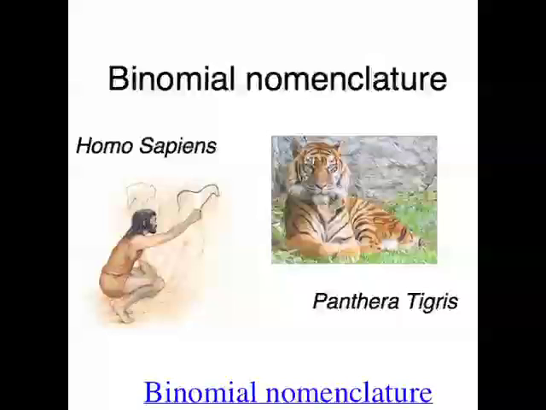Both of those species names are made up of two words. Homo sapiens is 2 words, and Panthera tigris is 2 words. This system of giving species a 2-word name is called the binomial system of nomenclature. Basically that means giving organisms 2 words for their name. Bi means 2, so binomial nomenclature is basically giving organisms 2 words for their name. And it's generally, always, their genus and their species name joined together.